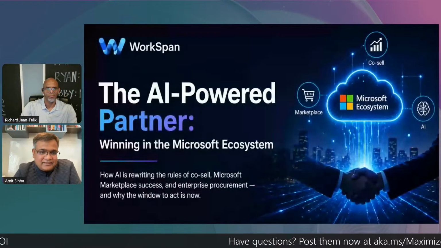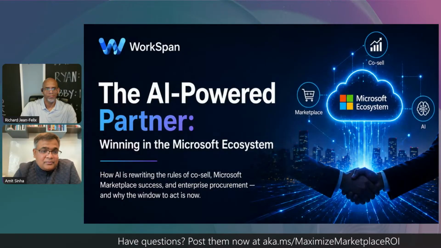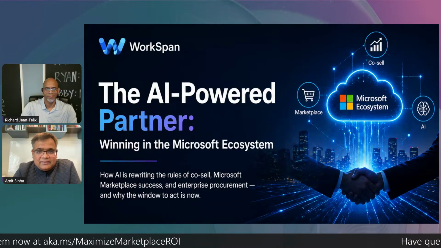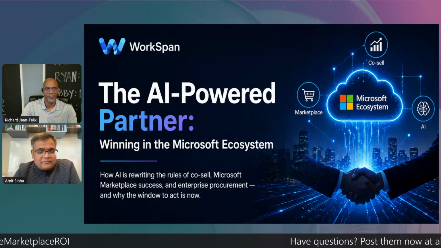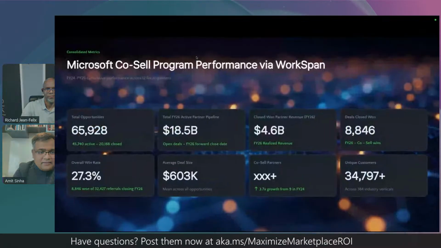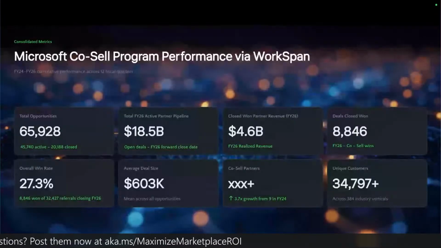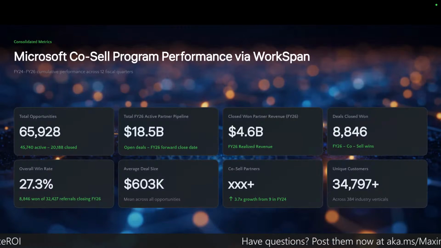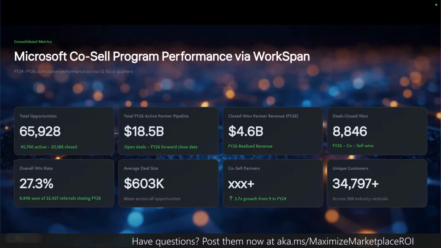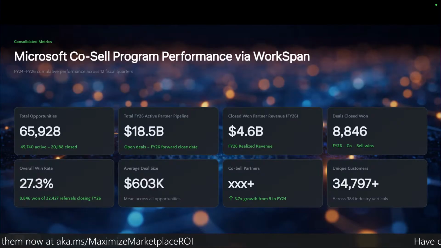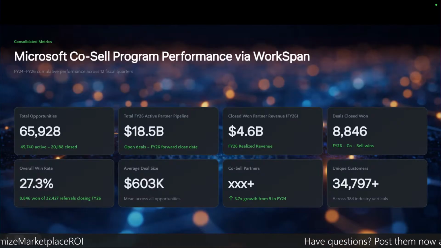Doing great. So with that, why don't we establish our credentials first, and then we'll dive right into the topic. This is all about AI-powered partnerships, how you can win in the Microsoft ecosystem by aligning your listings, your co-sell and marketplace, all powered with the power of AI. The WorkSpan performance that we've seen with the Microsoft Marketplace and co-sell capability is simply astounding. Just this fiscal year, we have participated in closed-won partner sales of $4.6 billion across thousands and thousands of opportunities across several customers, both ISVs as well as services partners.